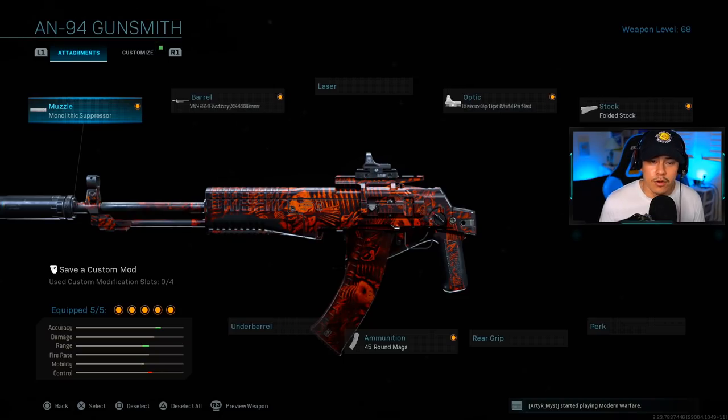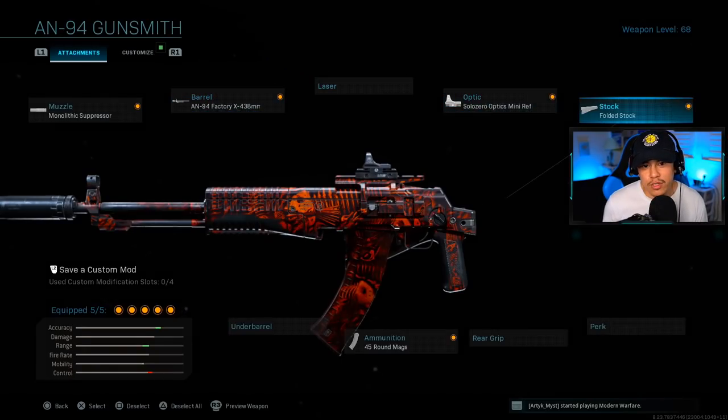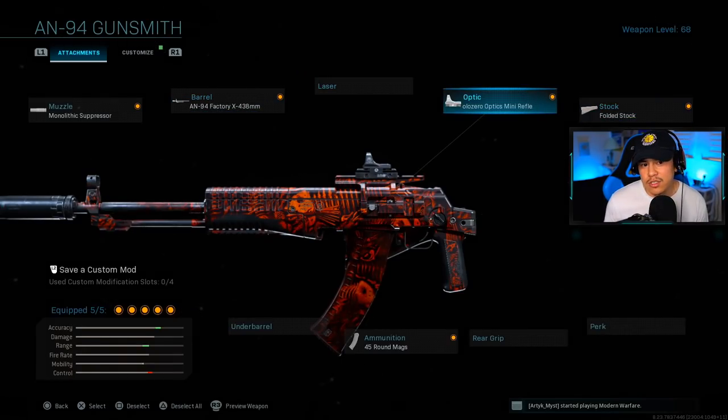We're still running with the monolithic suppressor. Now for the barrel, we're going to be using the AN-94 Factory X-438mm. This one's going to give us damage range, bullet velocity, and recoil control. So we get a 3-for-1 at the cost of our aim down sight speed and movement speed. However, these negatives are going to get mitigated by the folded stock here. So we're also still using the folded stock.